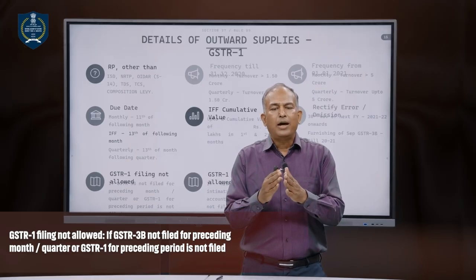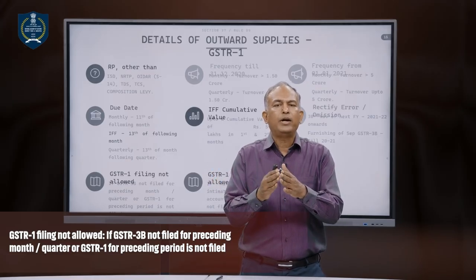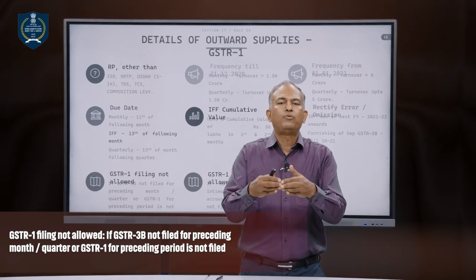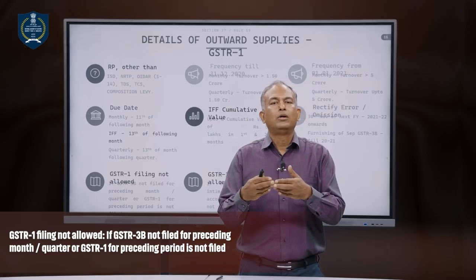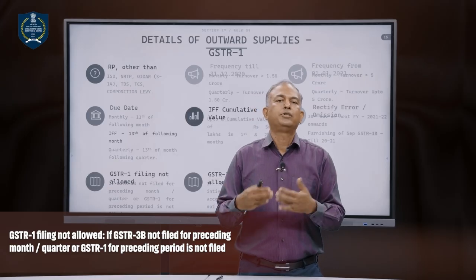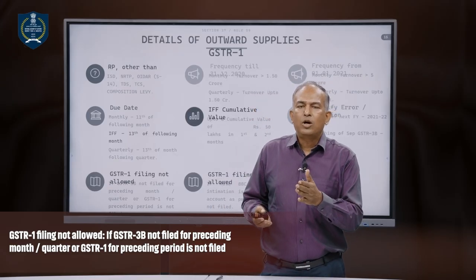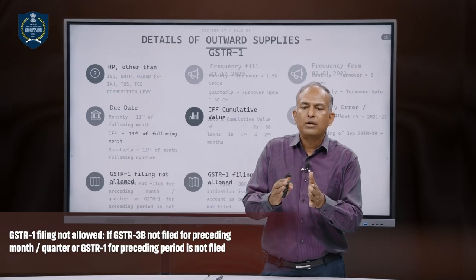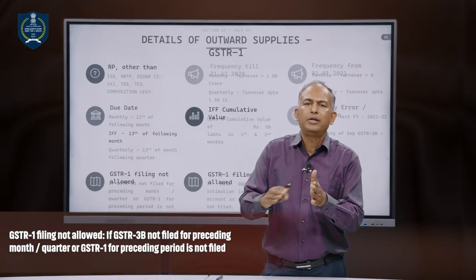The first reason: GSTR 1 has to be continuous. It means that if I have not filed the GSTR 1 for March 2025, the system will not allow the taxpayer to file his April GSTR 1. So, if he has not filed the previous GSTR 1, the system will not allow him to file the next one. It has to be continuous.